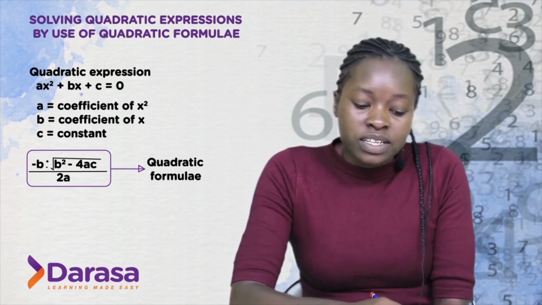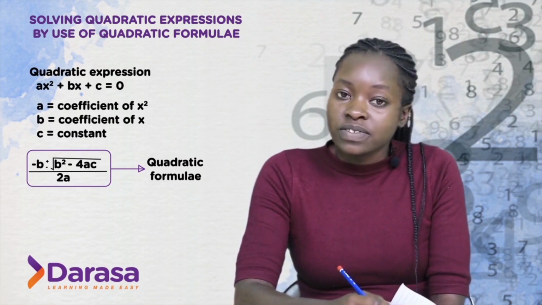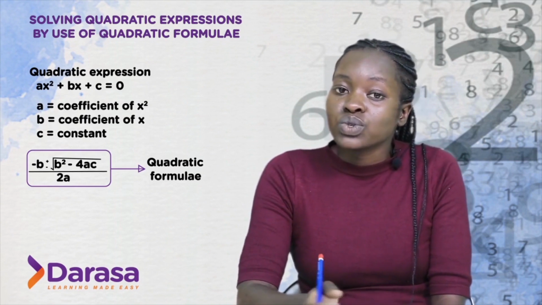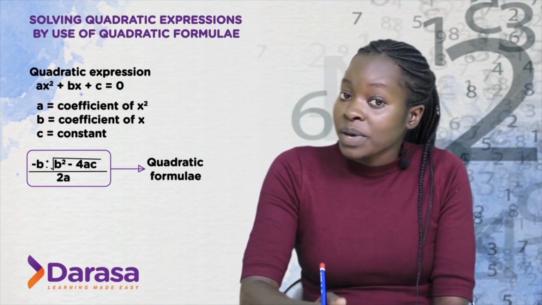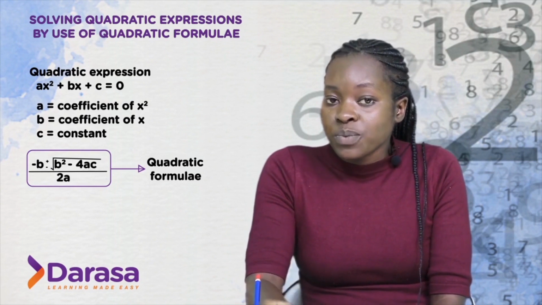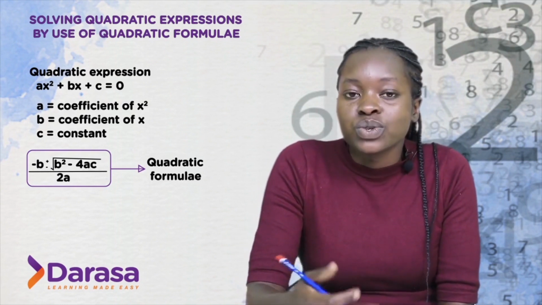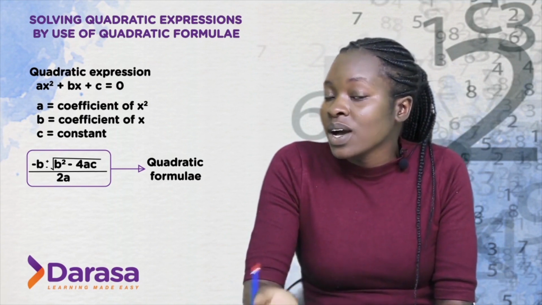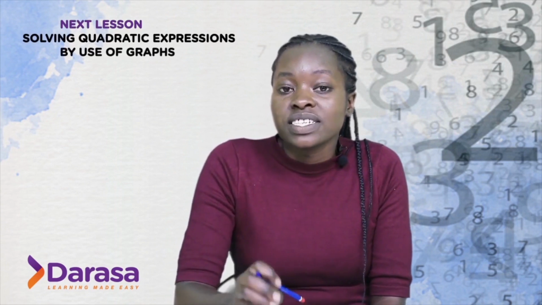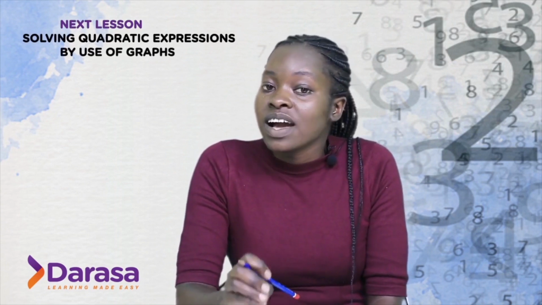So I hope at the end of this lesson, you're able to know the difference when you're told to solve using the completing square method and the quadratic formula. I also hope you're able to say the quadratic formula without looking at the book, so you must know it. And then I hope you know how to identify your a, b, and c. So on our next level, we're going to talk about how to solve quadratic expressions by the use of graphs.